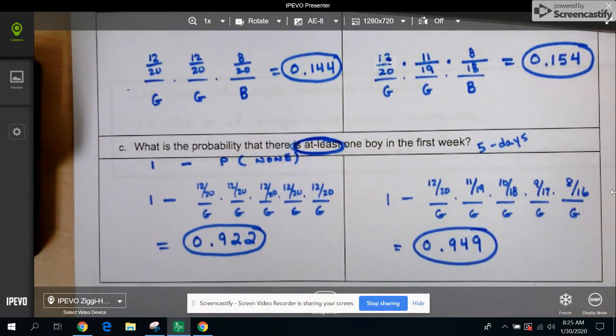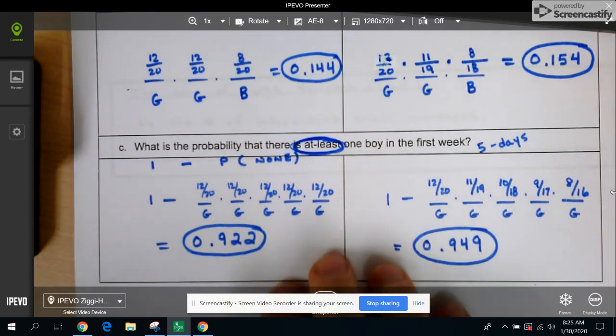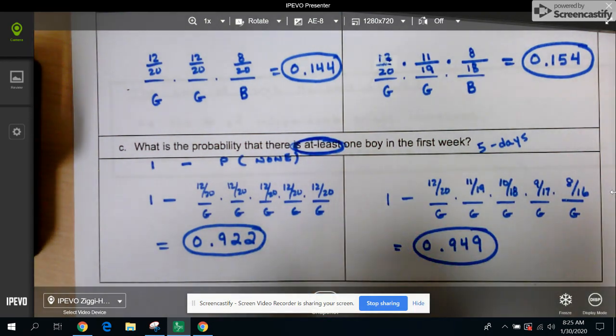Well, there you have it. There's independence and dependence. That concludes lesson 33. You can go do assignment number 33 now.